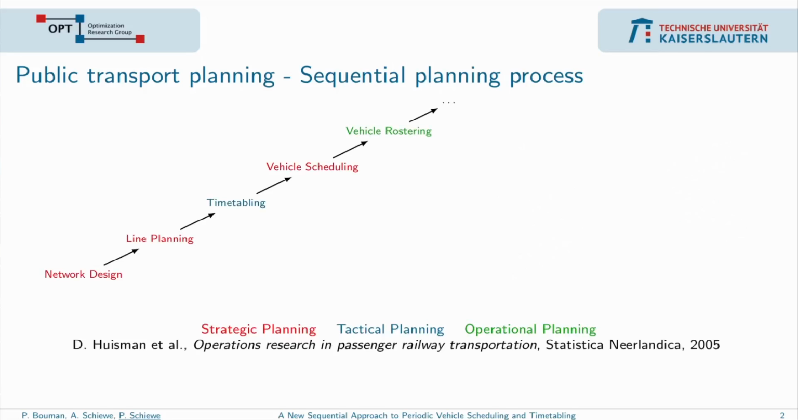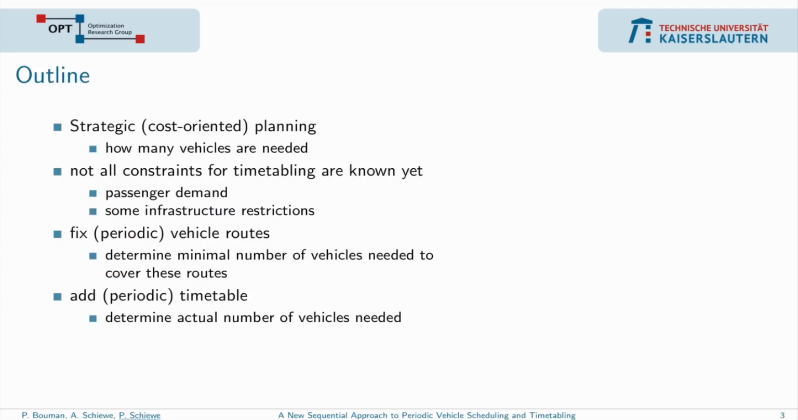These stages can be divided into strategic, tactical, and operational planning, depending on the time horizon in which they are considered, where strategic is the long-term vision and operational is the very short-term planning. We are concerned with the cost-oriented strategic planning, and there the most important question is how many vehicles are needed to operate a given line plan.